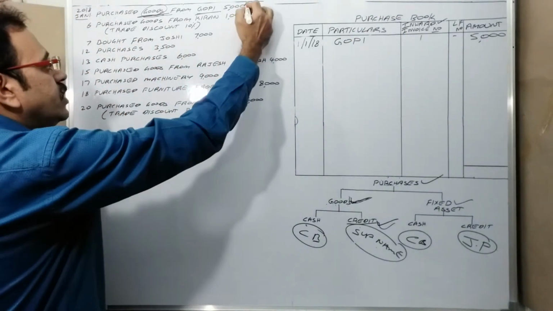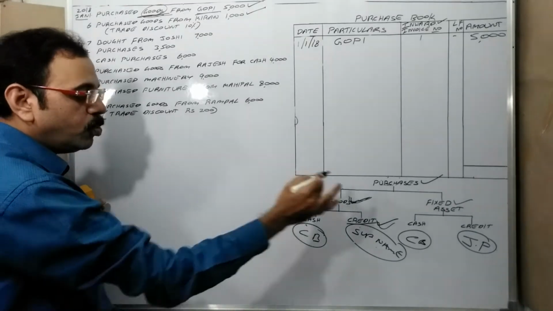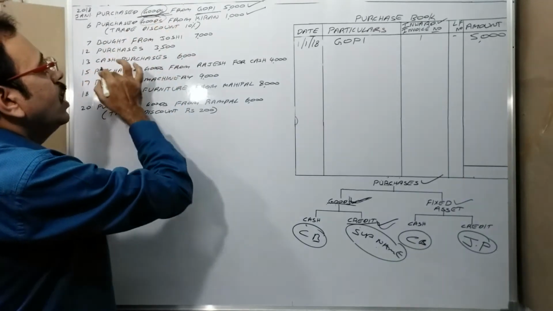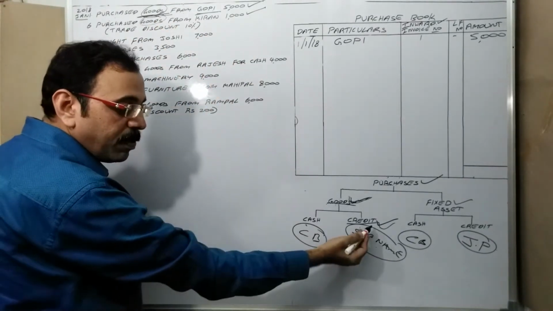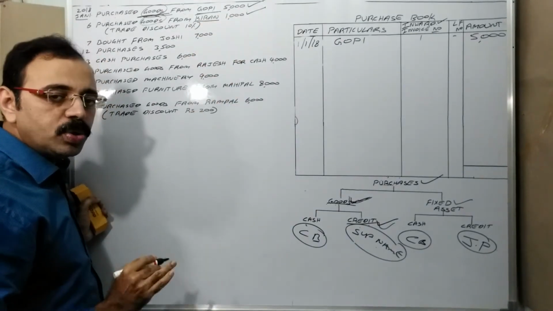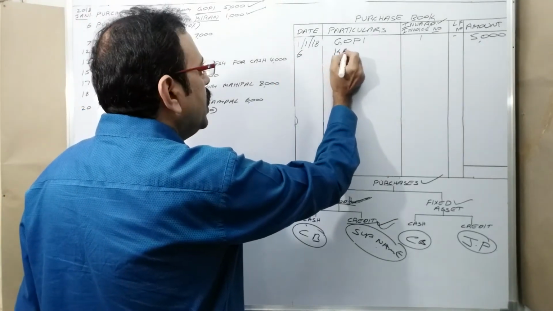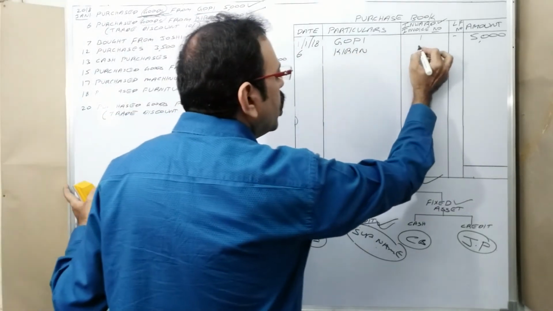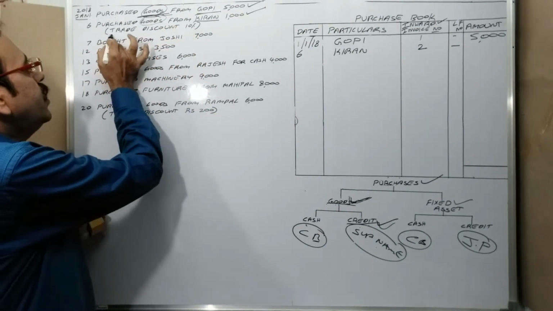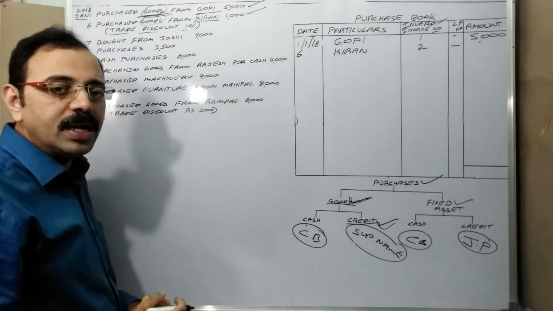Then, second transaction is purchased goods from Kiran. First one, 2 points we should observe now. What we have purchased? Goods. Okay. And how we bought them? Supplier's name is given. Therefore, it is credit purchases. Means we should take this. Transaction date is 6th. Supplier's name Kiran. Invoice number 2. But there is one new point here. Trade discount 10%. What is trade discount? Let us see.